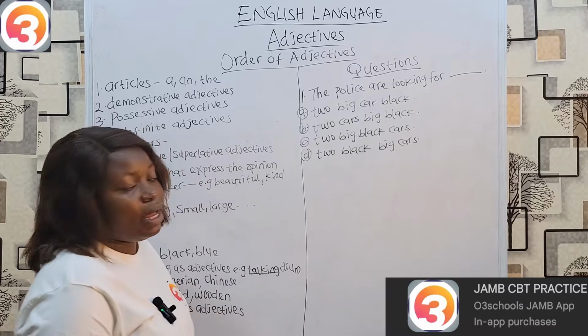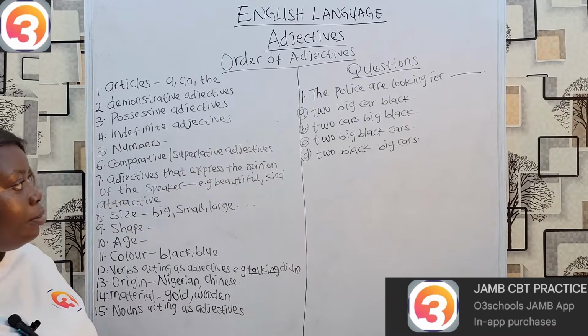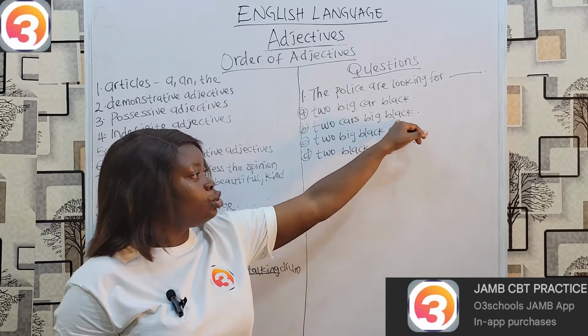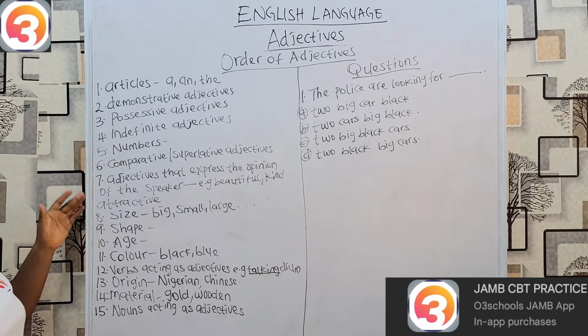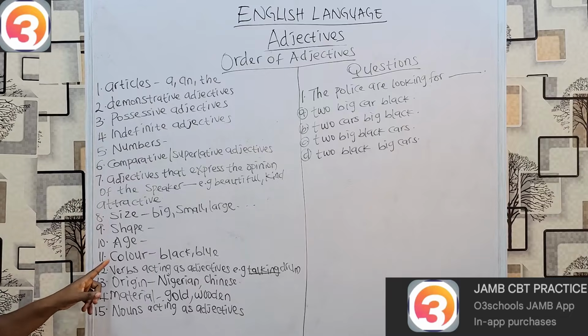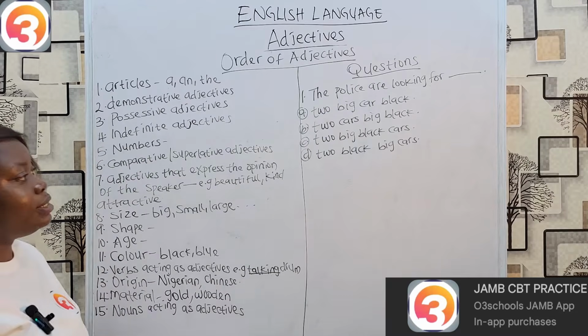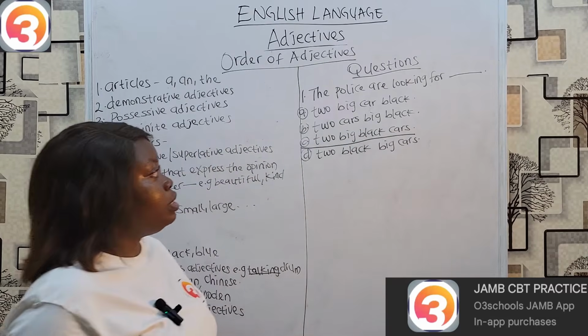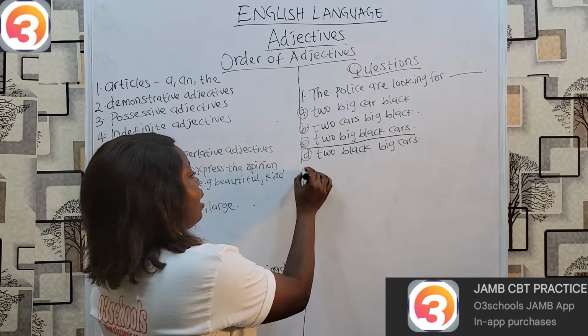So here we have just two adjectives. How do we arrange them? Big and black. This represents size, this represents color. And from the order with which our adjectives should follow, size should come before color. So our answer here becomes two big black cars. The police are looking for two big black cars.